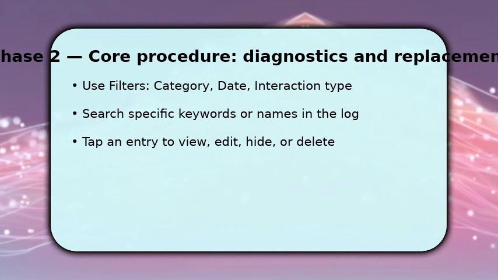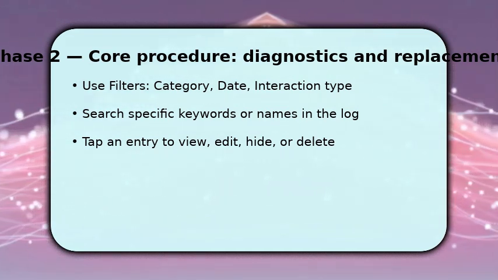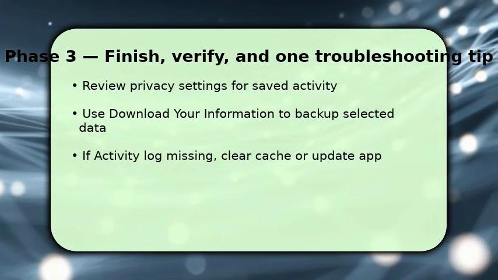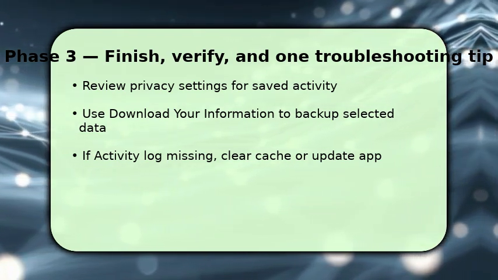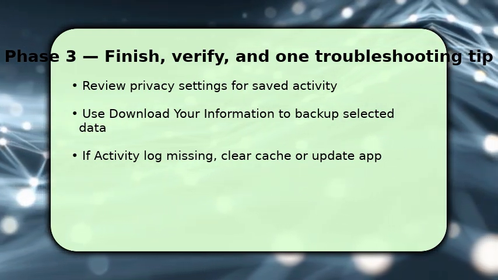You're almost done. Review your privacy settings and saved activity to ensure future posts follow your preferences. This prevents repeats. If you want a copy, go to Settings, then Your Facebook Information, then Download Your Information, pick the data range and file format, then request the download.